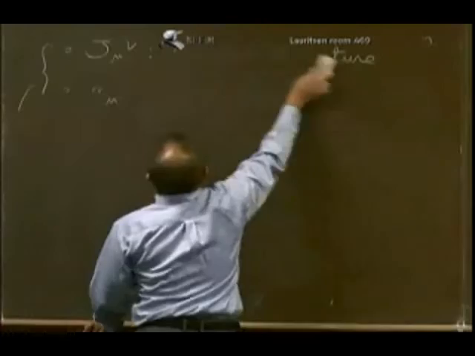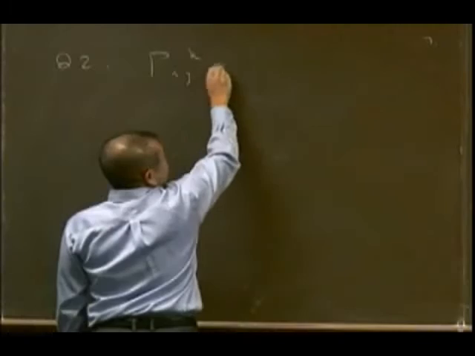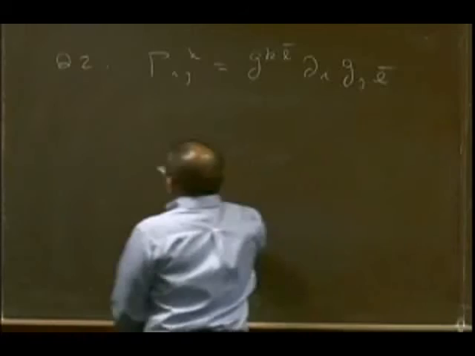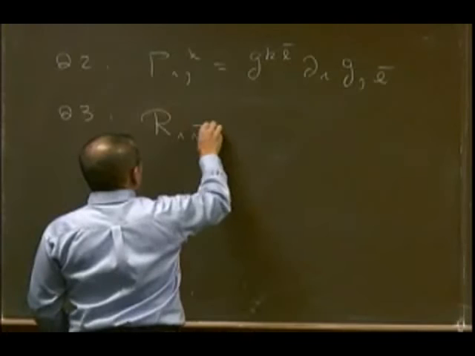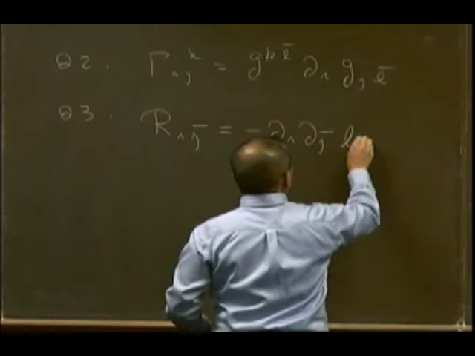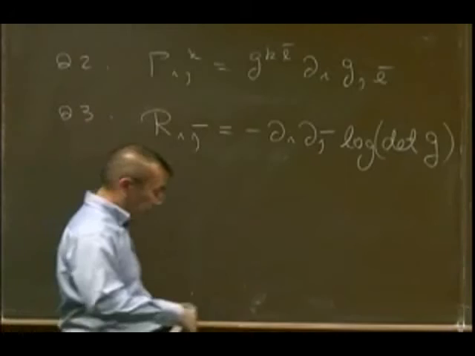So, I'm going to give you one more computational question. I asked you to prove in question number two that gamma ijk is given by this thing. Now, question number three is to use this and this metric to show that the Ricci curvature, which is just a contraction of this, is equal to del i del j bar of log of the determinant of the metric. So again, this is a very nice simple formula. Ricci curvature in general is a complicated expression in terms of the metric, but in the case of a Kahler manifold, it has this nice simple expression.